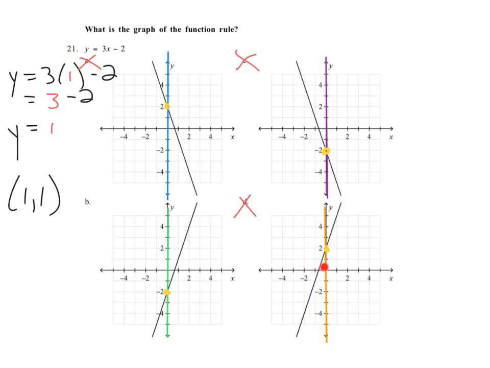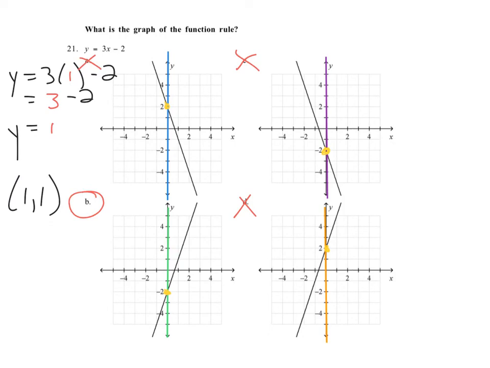Sorry, I'm checking B. At 1, I go over to 1, and we go up to 1, and yeah, our line is going through that point, 1 comma 1. We plugged in 1, we got out 1, so 1 comma 1 is a value that should be on the line, and it is right there. So since it goes through 0 comma negative 2, what you get when you plug in 0 is negative 2, and it goes through 1 comma 1, what you get when you plug in 1 is 1, and it must be B. That was the right choice for us.